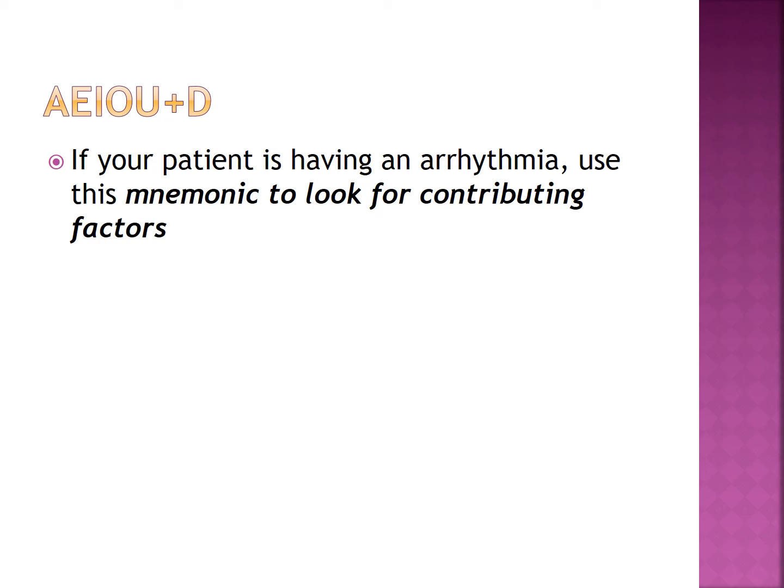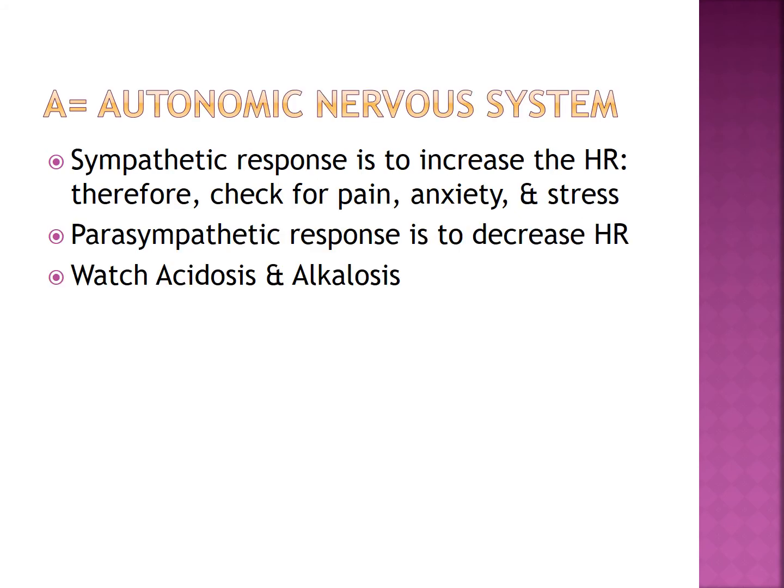So this is a mnemonic, the AEIOU plus D. All right, so if your patient is having an arrhythmia, use the mnemonic to look for contributing factors. So A is autonomic nervous system, right? So if they're having a tachycardia, for instance, check for pain, anxiety, and stress, all right? Lower abdominal pain increases vagal tone. So if your patient's having a lot of abdominal pain, that may actually cause a bradycardia, all right? That's the sympathetic response, okay?